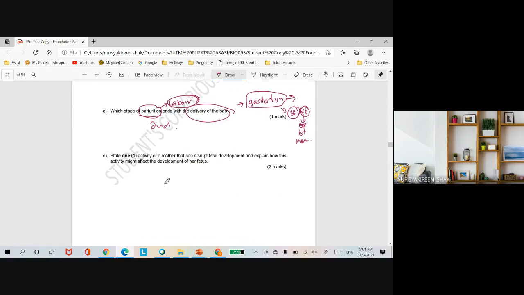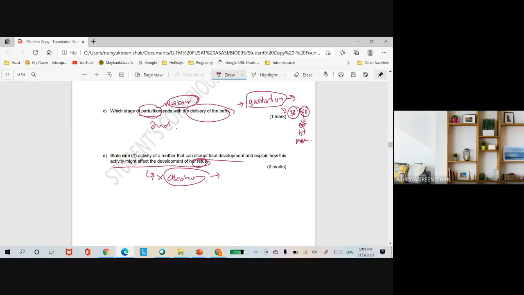Okay, that last question. State one activity of a mother that can disrupt fetal development and explain how this activity might affect the development of her fetus. Macam tadilah kan, cannot take alcohol. Okay, alcohol. Sebab apa? Dia akan menyebabkan gangguan pada pembesaran dia punya nervous system especially. Kalau tak silap saya, istilah dia fetal alcohol syndrome. So dia akan menyebabkan gangguan pada formation of the nervous system.